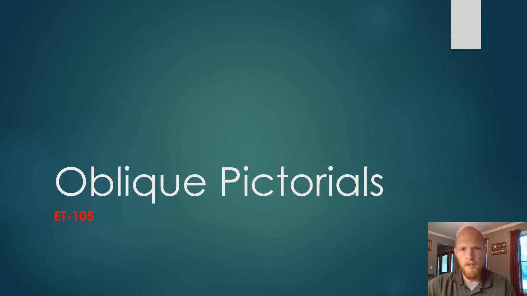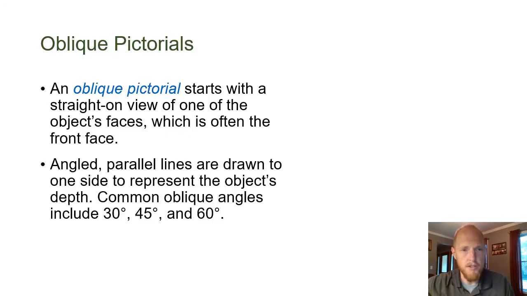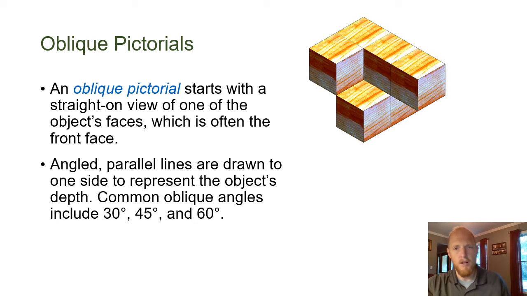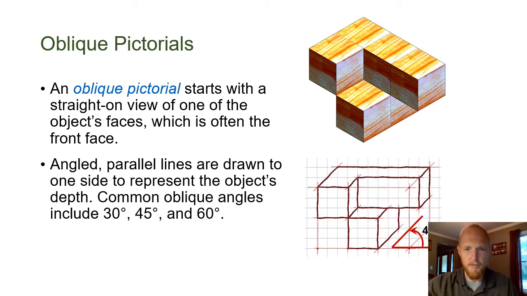Hello everyone. In this presentation we're going to learn about another type of drawing called oblique pictorials. So in our last lesson we learned about isometric. Oblique is similar, but it's a little different. The point of an oblique pictorial is to show a three-dimensional object as a three-dimensional object, kind of like isometric, but the way that you draw each face is a little bit different.